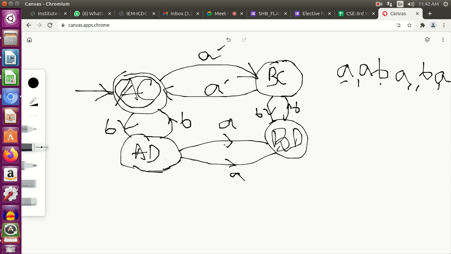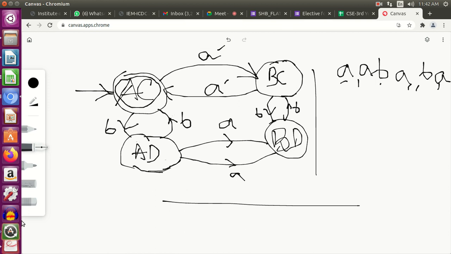If you see horizontally, it is counting the number of A's, and vertically it is counting the number of B's. And we are checking with mod 2, divisible by 2 or not. So there are 2 layers, horizontally also, vertically also. If you see this one and this one.